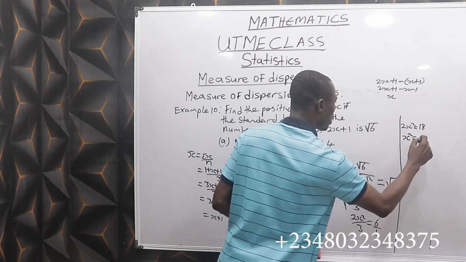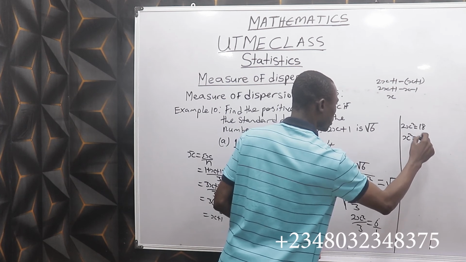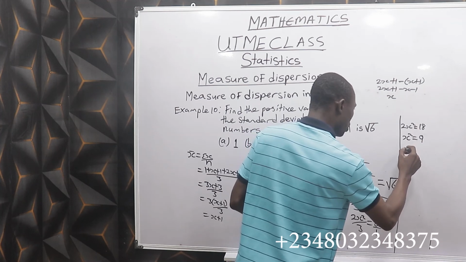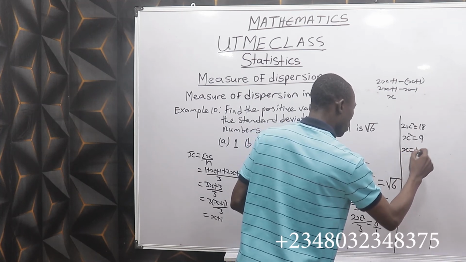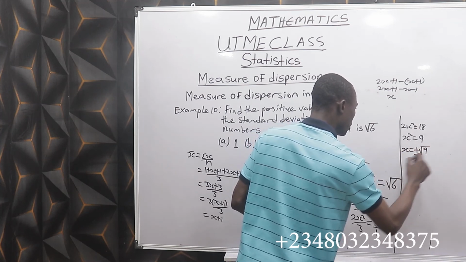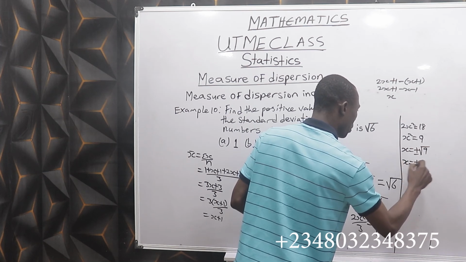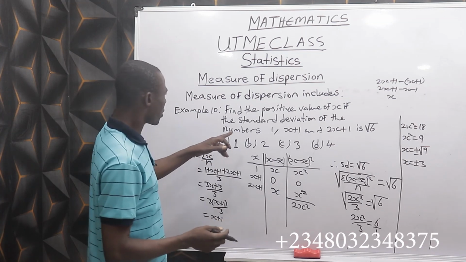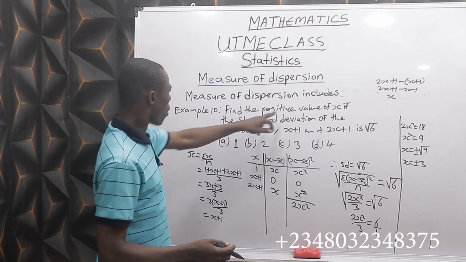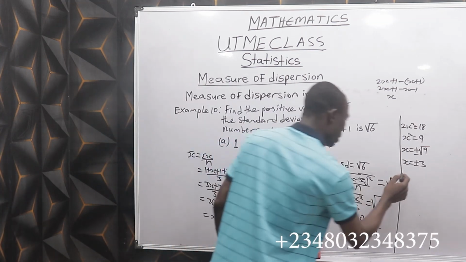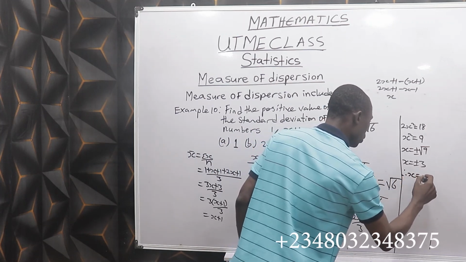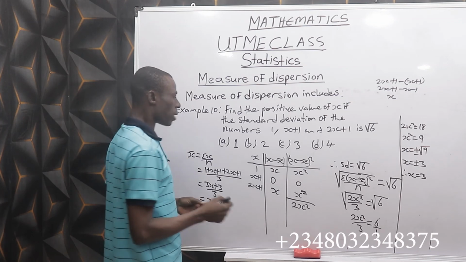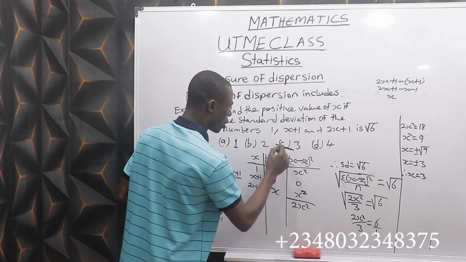X squared then equals 9. Take square root of both sides. You have x equals plus or minus square root of 9. X equals plus or minus 3. But the question requires positive value of x. Therefore, x equals 3, the positive value of x. And the correct option is option C.